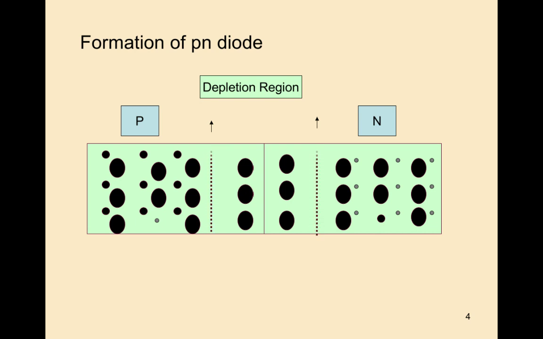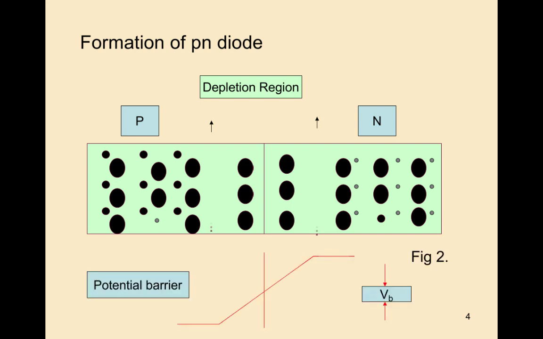The hole jumps to the n side and the electrons jump to the p side. When a hole jumps from the p side to the n side, it leaves one acceptor ion behind, and when electrons move from the n type semiconductor, they leave one donor ion behind. By joining these two we get a region, that junction, called the depletion region. So, potential barrier.